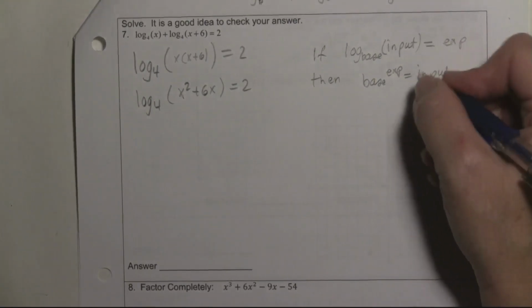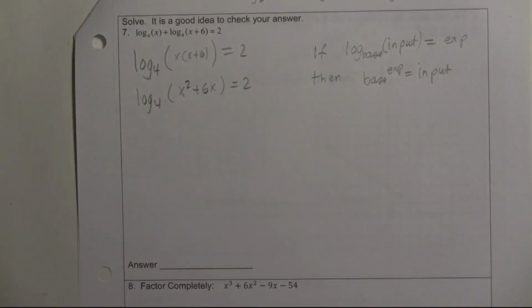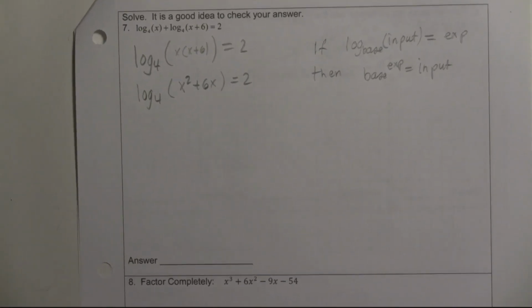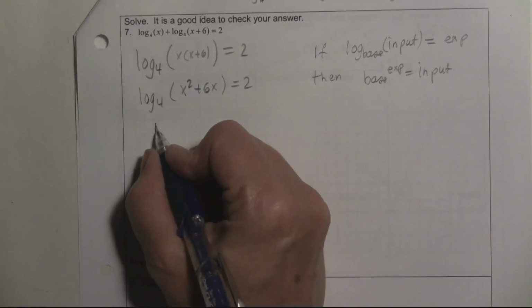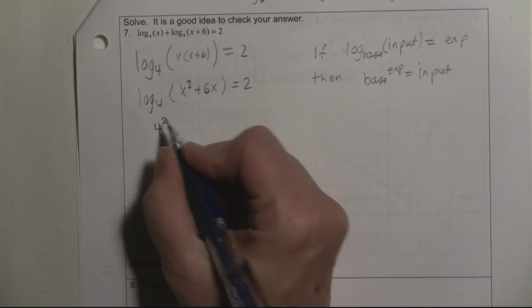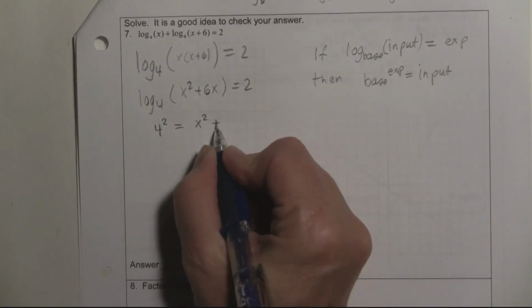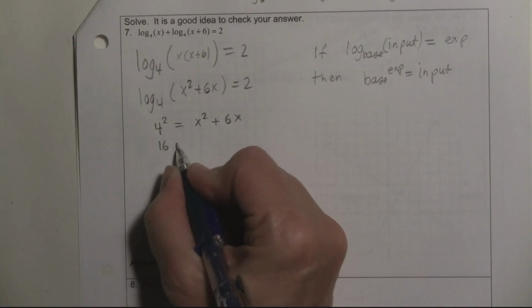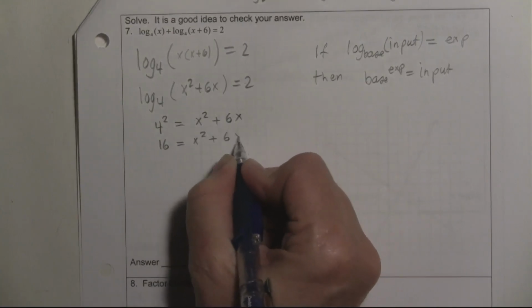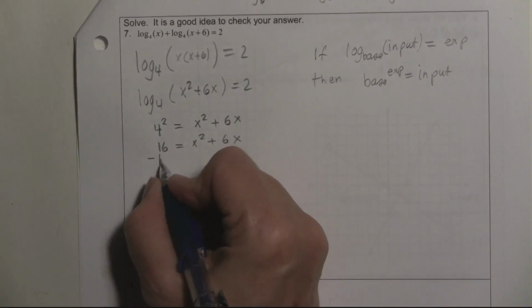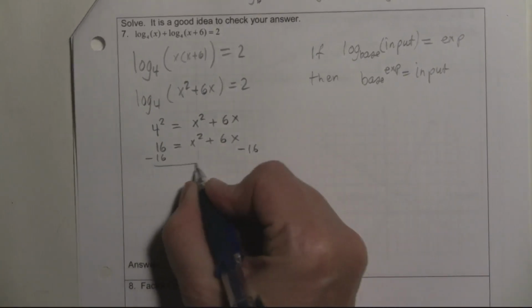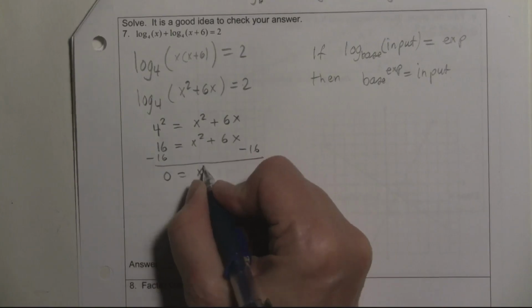And so these two forms, if you can massage it into that looking like that, then you can use the get-it-out-of-log property and get it into exponential form, and sometimes that helps you solve it. So if I do that, our base is 4, our exponent is 2, equals x squared plus 6x. So that's 16 equals x squared plus 6x. So that means if I take away 16 from both sides, because it's quadratic and I want 0 on one side, so I have changed it.